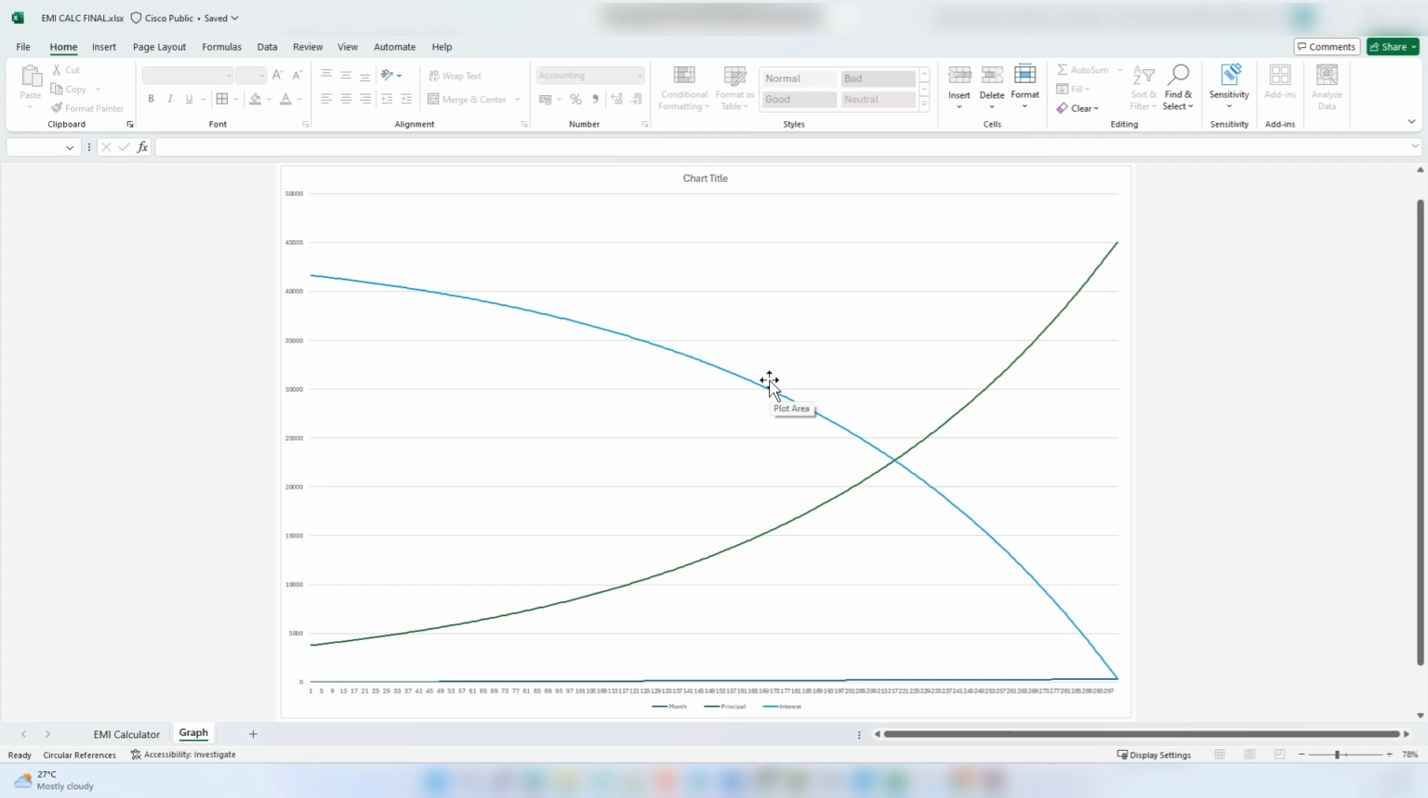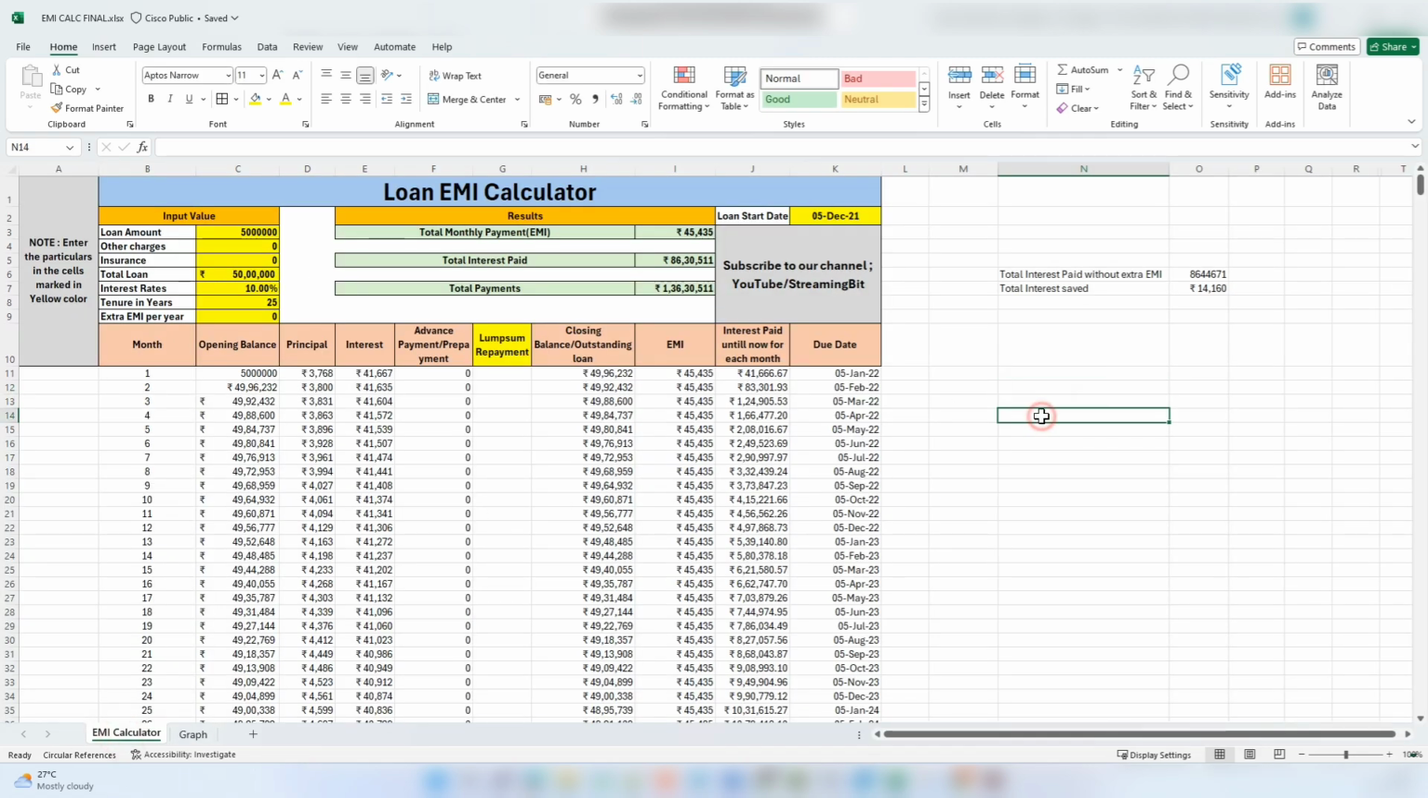Technically, it is of very little use if you are paying any prepayments in the second half of your loan tenure. So let us come back to this particular loan calculator.